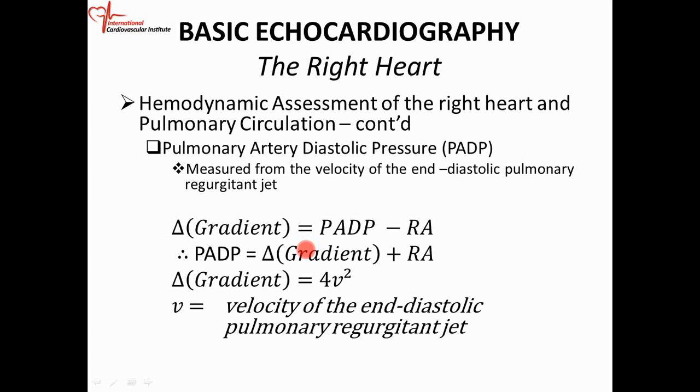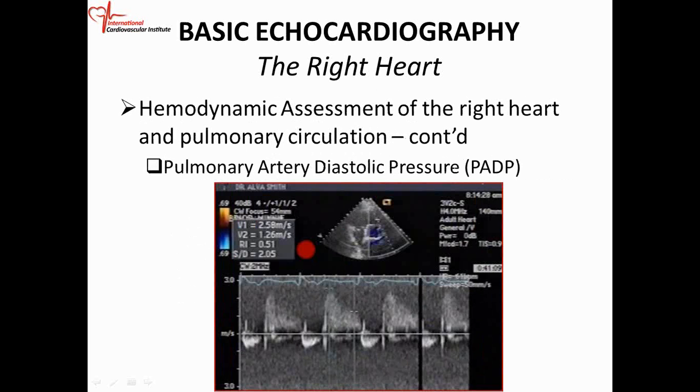So the PA diastolic pressure, now we're talking about diastolic pressure. We already know how to get the PA systolic pressure. The PA diastolic pressure is equal to the gradient plus the RV diastolic pressure. But the RV diastolic pressure is the same thing as right atrial pressure. All right. And this is what it looks like. So you have to have PI.